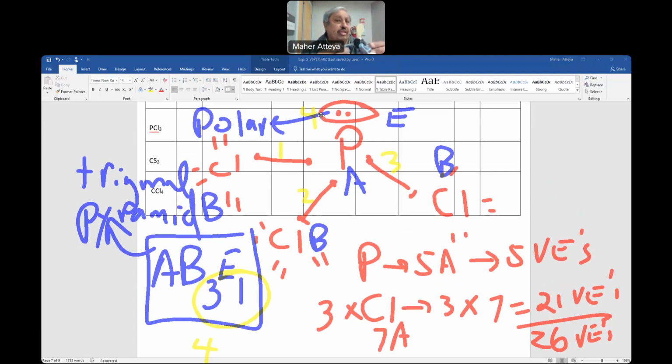Trigonal pyramid means the base of this pyramid is trigonal, correct? Triangle, correct? It's trigonal or triangle. So that's a pyramid, which is modified from the tetrahedral. Tetrahedral, we don't have lone pair. The angle is 109. This one here, one lone pair, 107. So if we have 2 lone pairs, it will be 105.